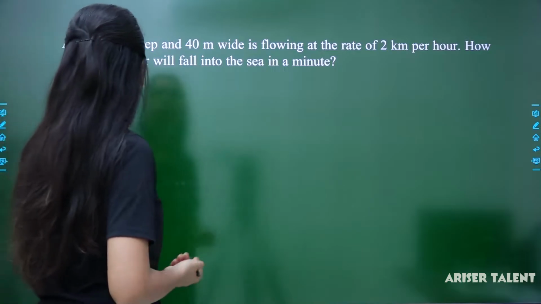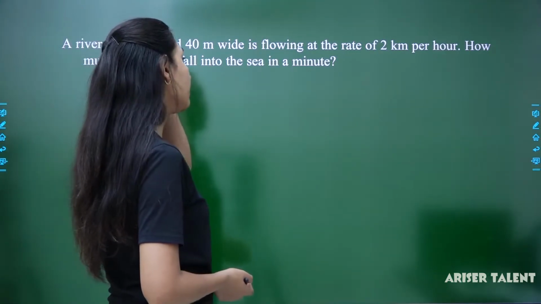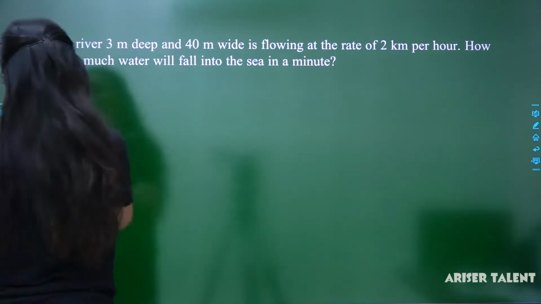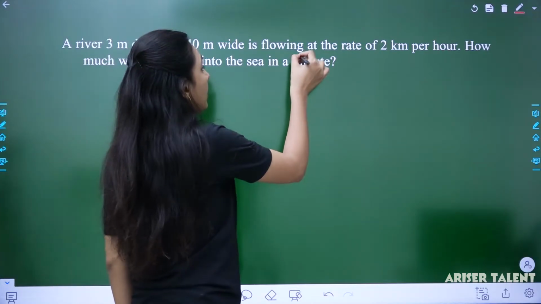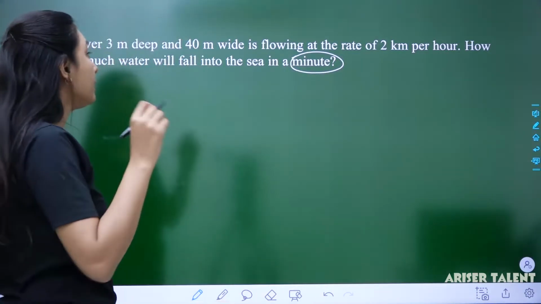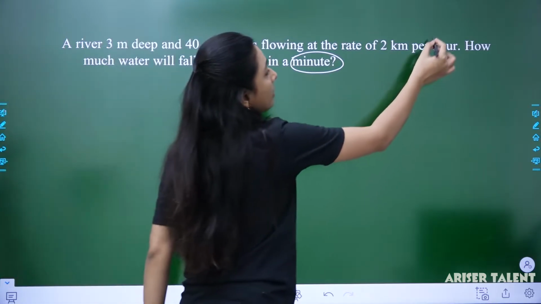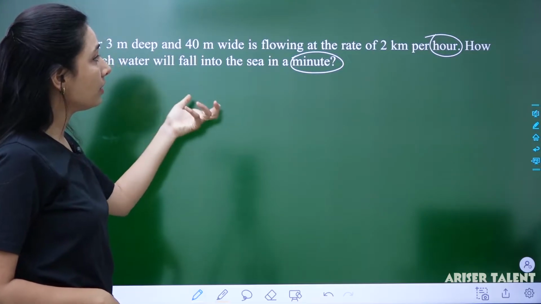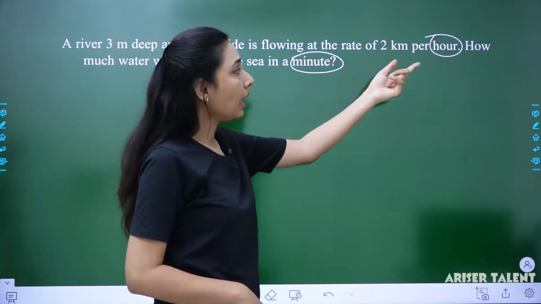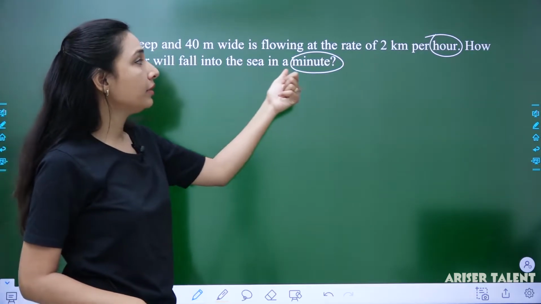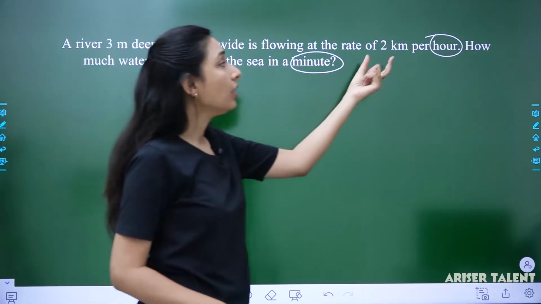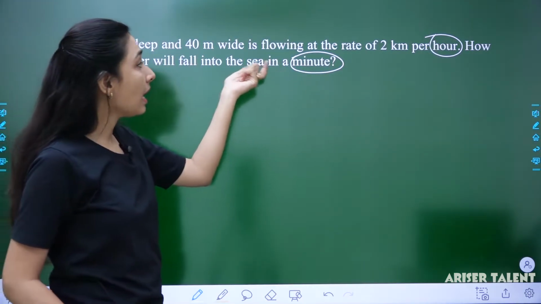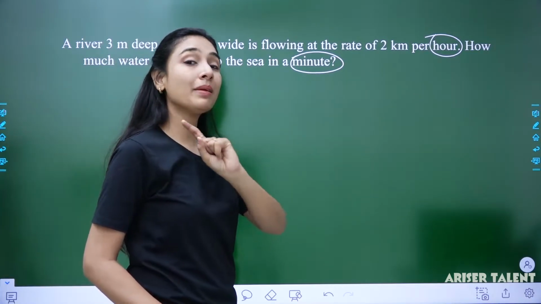Now, a river 3 meter deep and 40 meter wide is flowing at the rate of 2 km per hour. How much water will fall into the sea in a minute? Now be very specific about the units. It's talking about minute in the answer, and it's talking about the hour in the question. It's giving your value per hour, but the answer is in minutes. So we have to convert this hour into minute, not minute into hour, because it's asking in minutes. So your answer must be in minutes.